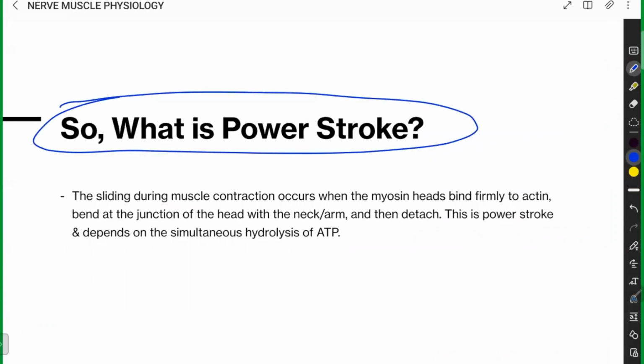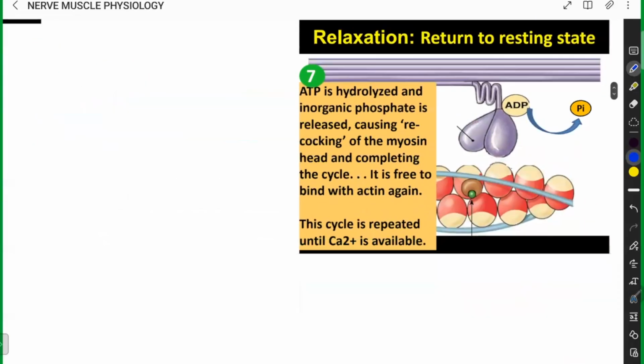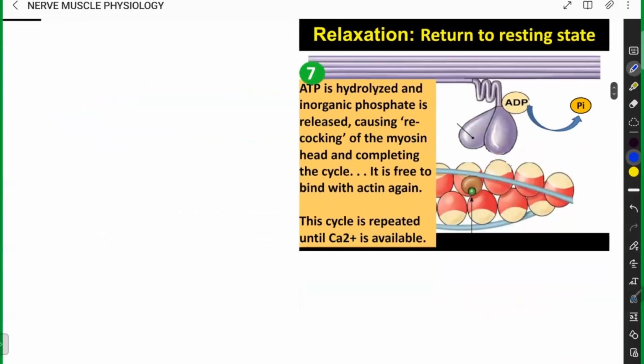So the sliding during the muscle contraction occurs when the myosin head firmly attaches with the actin, bends at the junction of the head with the neck and arm, and then detaches. This is caused by the power stroke depending on hydrolysis of your ATP. Once your ATP is hydrolyzed, the phosphate is released, causing recocking of the myosin head and completing the cycle. Okay, this is going to complete the cycle.